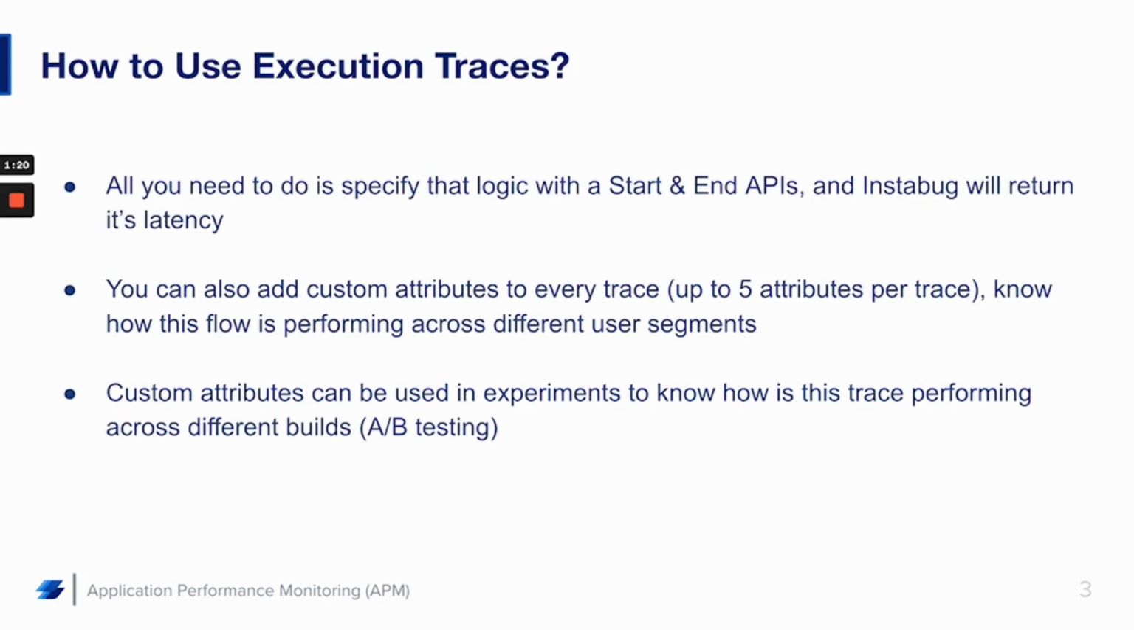Custom attributes can be used in experiments, so you know how this key flow is performing across several builds in A/B testing, so you can make an informative decision on which build you will roll out on production.